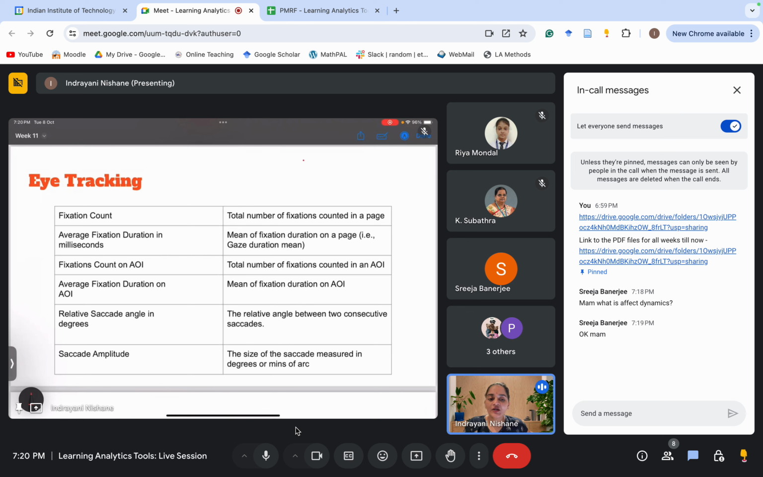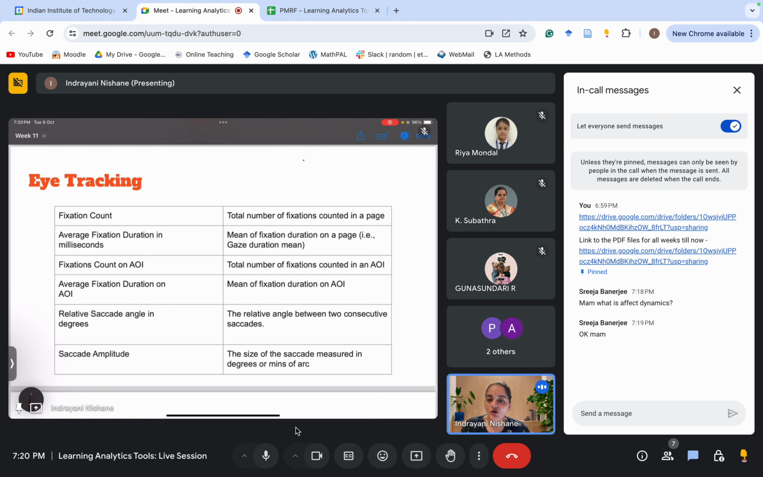Now fixation duration is for how long our gaze was fixated at a particular point. For all the fixations counted, we will have data of the corresponding fixation durations, and the average fixation duration in milliseconds is the average of all those numbers.